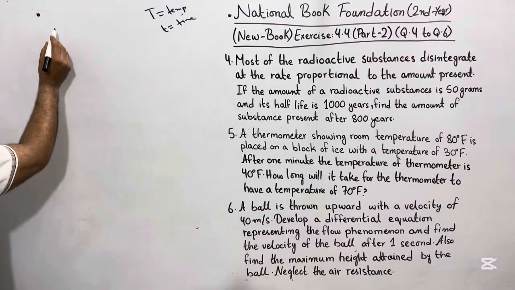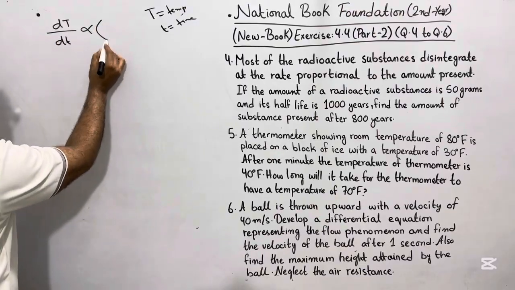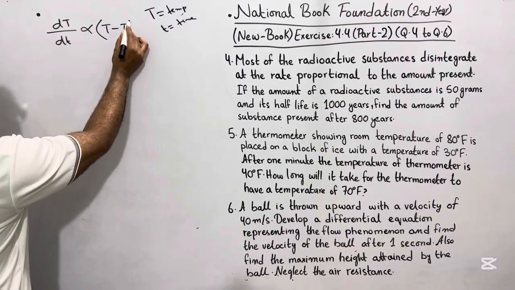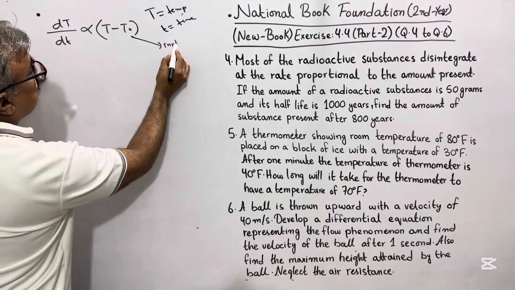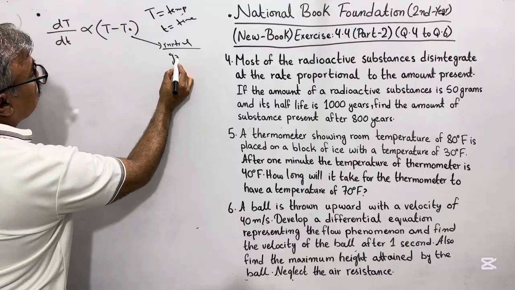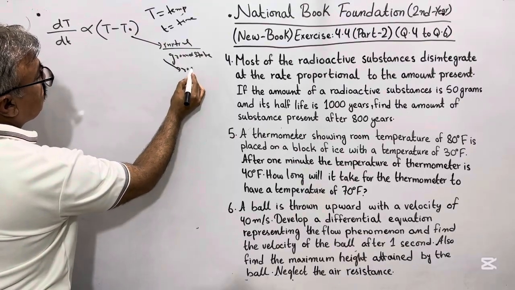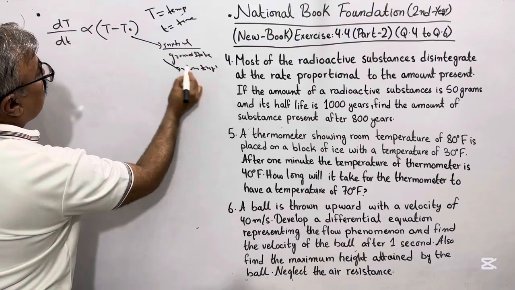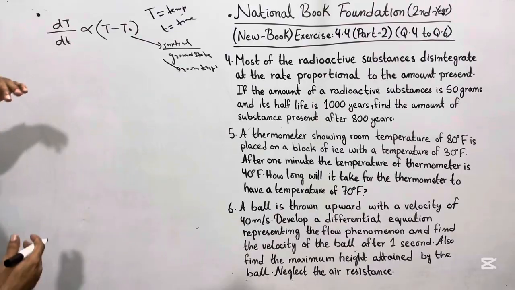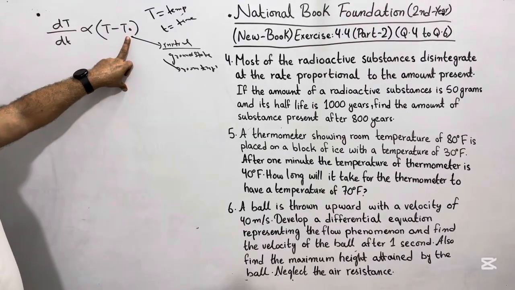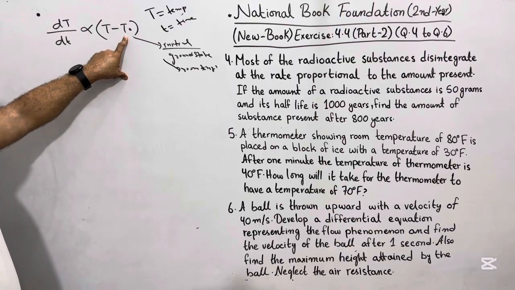The rate of change of temperature with respect to time is directly proportional to the difference of the temperature, where T naught is the initial temperature, the ground state temperature. I used to call it room temperature. According to this, we have to compare the ground state temperature with every changing temperature. It remains fixed throughout the experiment.